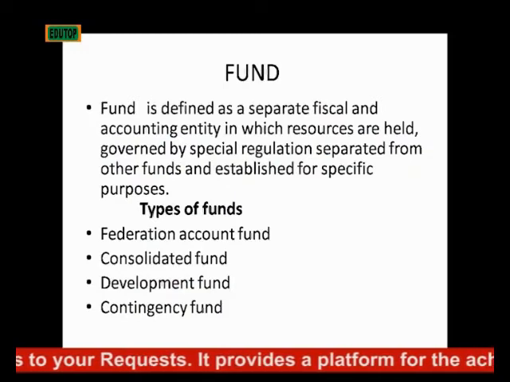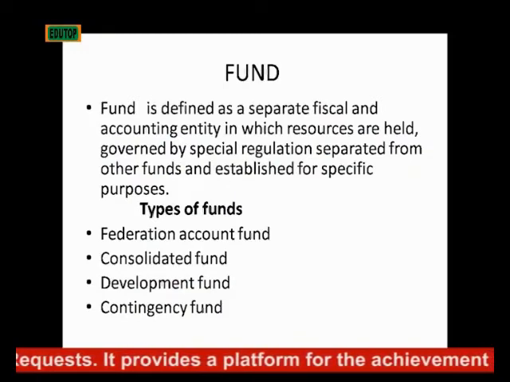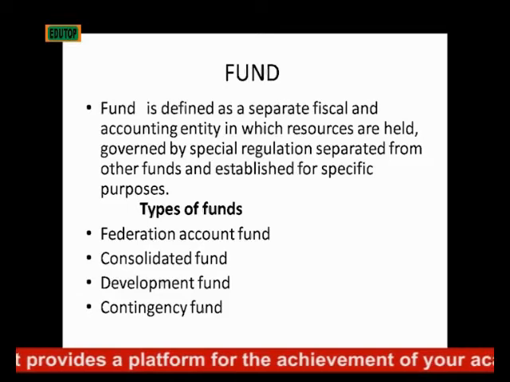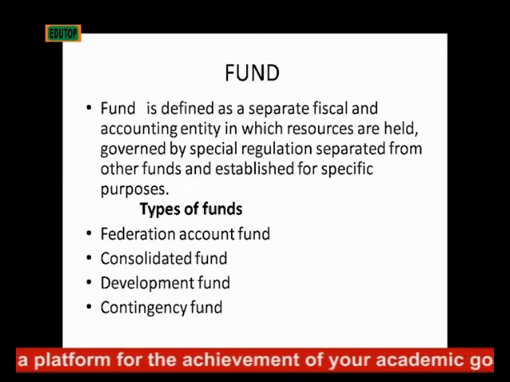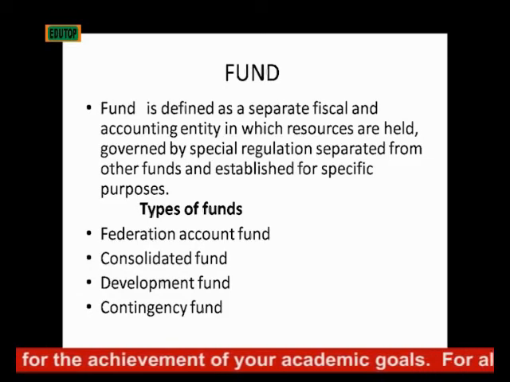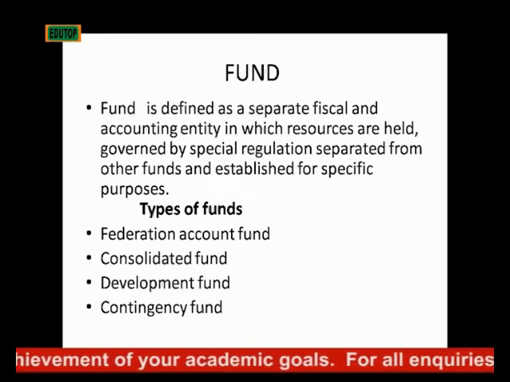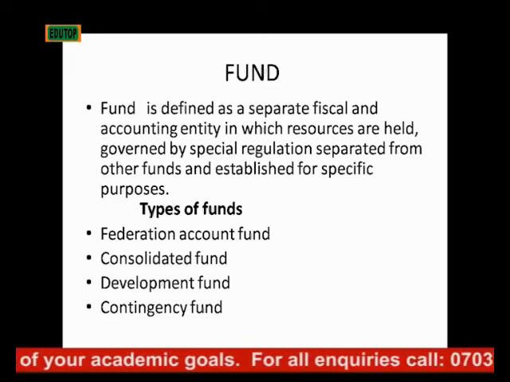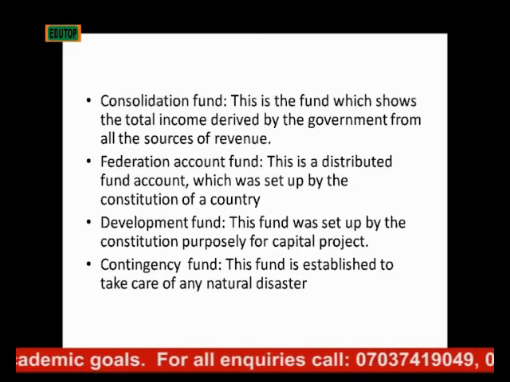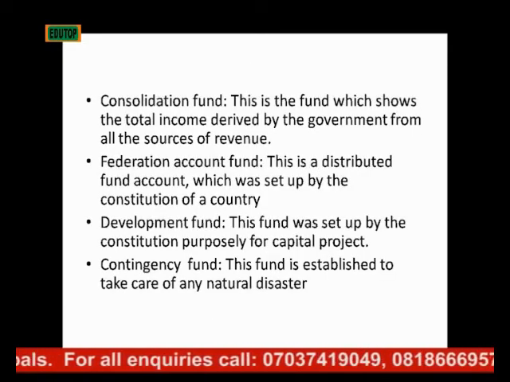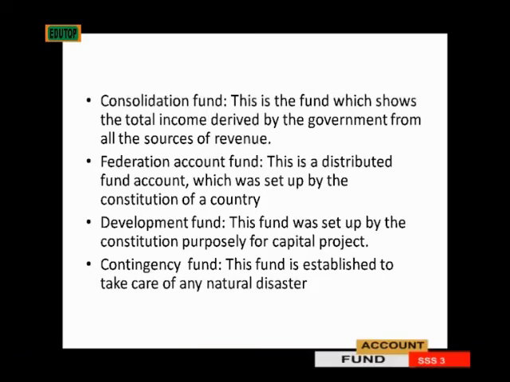That brings us to types of fund. We have 4 types of fund. We have a federation account fund, a consolidated fund, a development fund, and contingency funds. Now, let's first take the consolidated fund. What is a consolidated fund? This is the fund which shows the total income derived by the government from all sources of revenue. We can also call the consolidated fund the federal government fund.